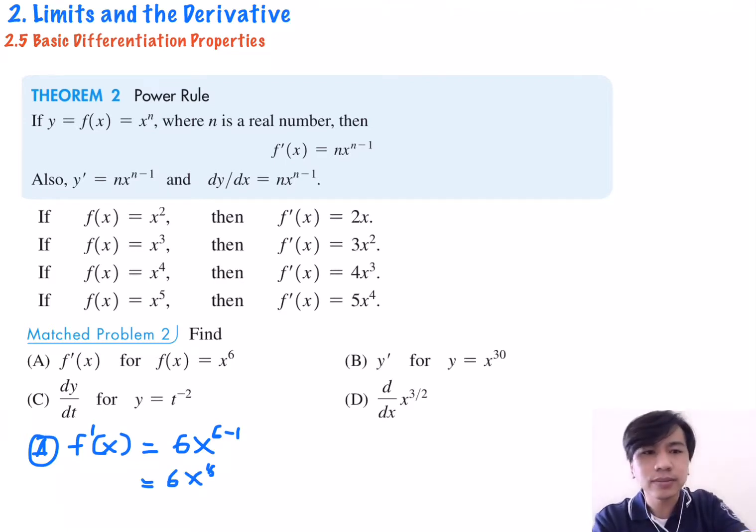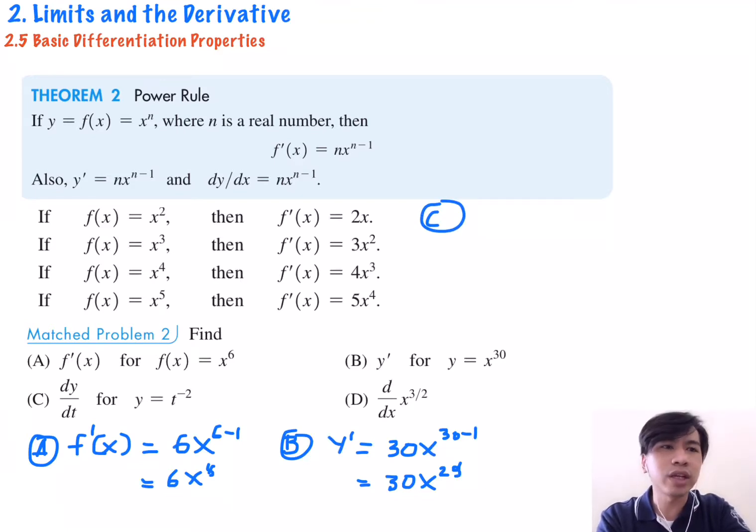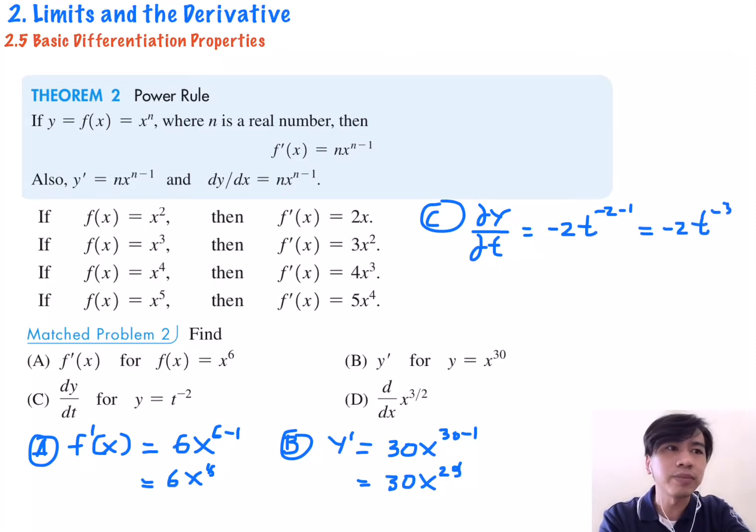For B, x to the power of 30, so we will get y prime equal to 30 x to the power of 30 minus 1, so we'll get 30x to the power of 29. C, I'll put it over here. Y equal to t to the power of negative 2. What is dy over dt? So same thing, this is the derivative. We'll get negative 2 t to the power of negative 2 minus 1, and then we'll get negative 2 t to the power of negative 3.